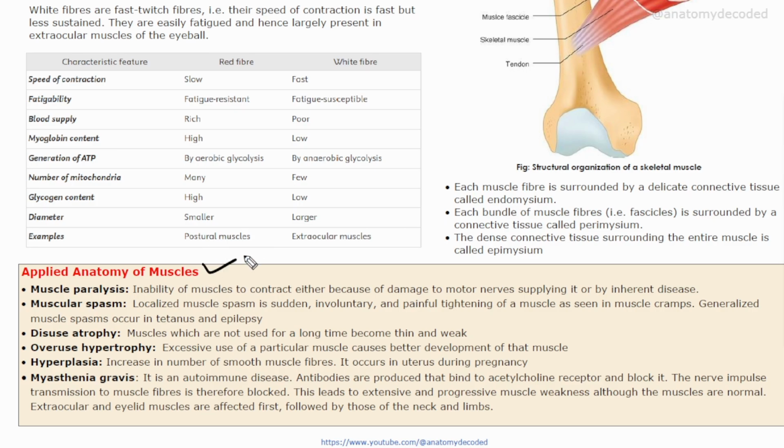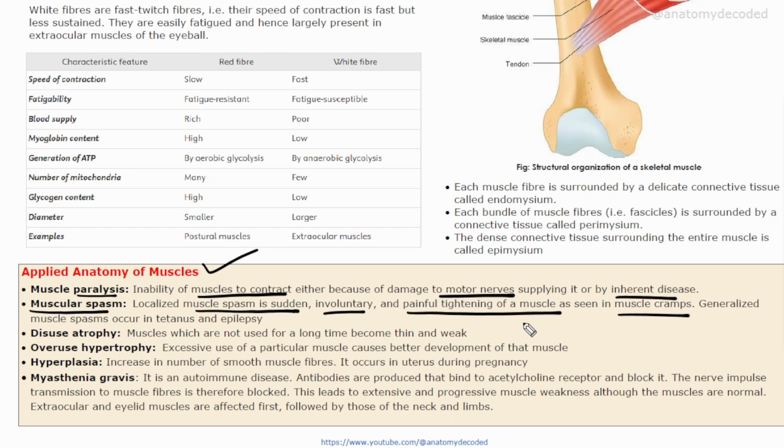Now let's come to the last part of this session, the applied anatomy of muscles. Muscles are supplied by nerves. If that nerve gets injured, it ultimately leads to paralysis of the muscles, so there is inability of muscles to contract. Either there could be damage to the motor nerves, or there could be an inherent disease of the muscle itself. Then muscle spasm is sudden, involuntary, painful tightening of a muscle, as seen in muscle cramps. Many times the muscle fibers go into a sustained state of contraction. Generalized muscle spasm can occur in diseases like tetanus and epilepsy.